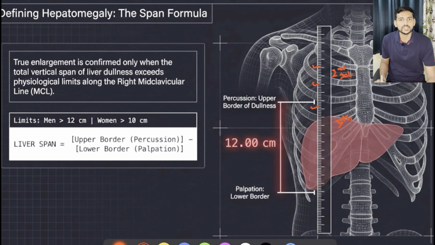Coming to lower margin, during the palpation itself, when we start palpating from the right iliac fossa upward, we will be getting the lower border of liver. That point we need to mark. So upper and lower markings should be measured. That will give the actual liver span. So normally it will be up to 12 centimeters in men and up to 10 centimeters in females. So if it is more than these numericals, we have to consider it as enlarged liver or hepatomegaly.